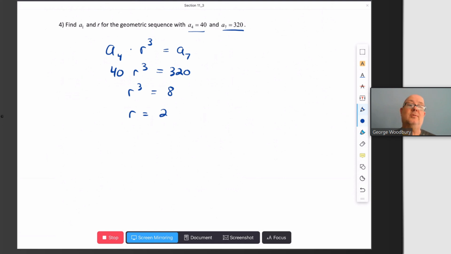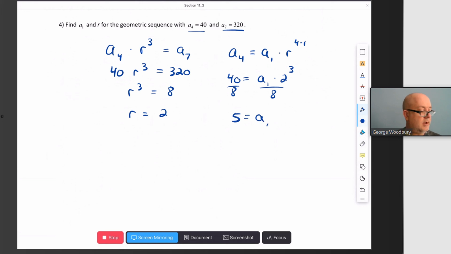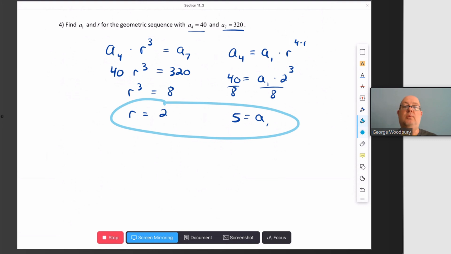What we now have to figure out is what is the first term. Well, we do know that a sub 4 is equal to, by the formula, a sub 1 times r to the 4 minus 1 power, or third power. So 40 would equal a sub 1 times 2 cubed. And 2 cubed is 8, so if we divide both sides of this equation by 8, we get that a sub 1 equals 5. And once we know a sub 1 and r, there are a lot of other things that we can do with a geometric sequence, and we'll talk about those in an upcoming video.